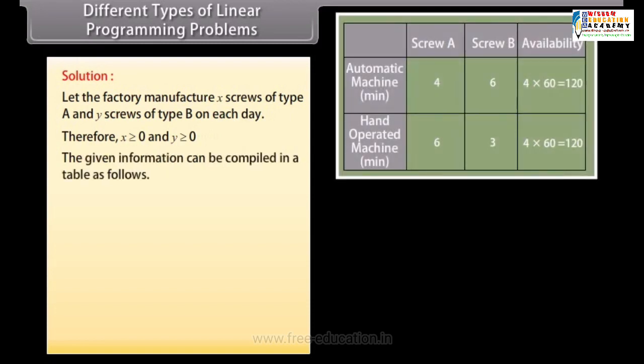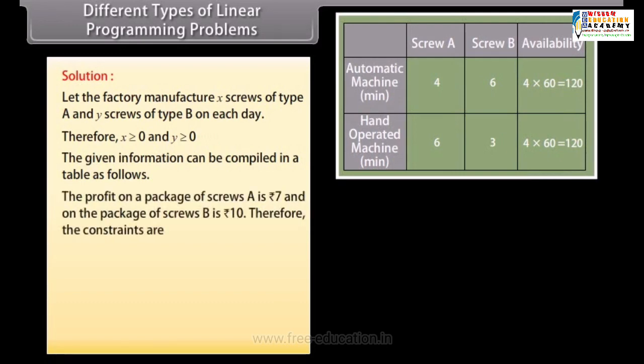The given information can be compiled in a table as follows. The profit on a package of screws A is Rs 7 and on the package of screws B is Rs 10. Therefore, the constraints are 4x + 6y ≤ 240, 6x + 3y ≤ 240. Total profit Z = 7x + 10y.